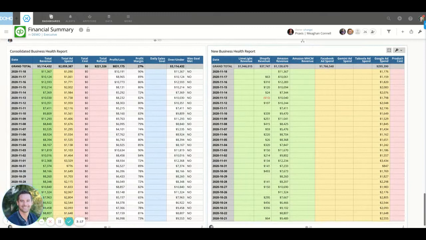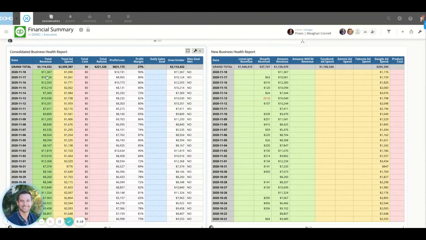And the last one is this consolidated business health report, where I can see again by day my total revenue, my total ad spend, total costs, refunds, profit and loss, profit margin, if we hit our daily sales goal or not, and how above, over, or under are we, and was our goal met? This is a much consolidated version where I'm able to consolidate all my ad spend. Here I have more broken down revenue of examples like Limelight or Shopify or Amazon if you're spread out across different revenue channels, and then our ad spend across our different channels and what that looks like.